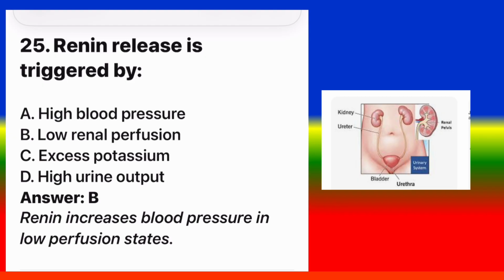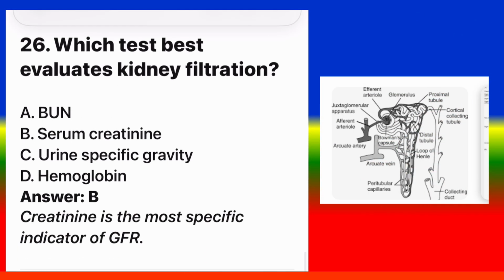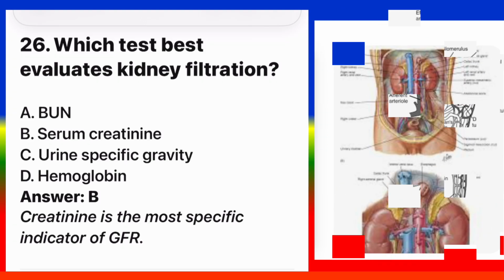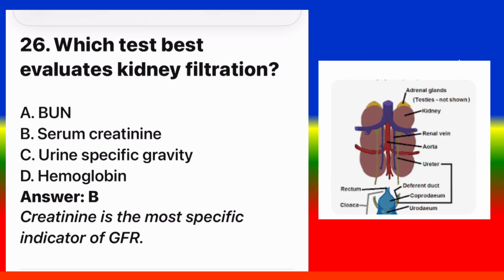Answer: renin increases blood pressure in low perfusion states. Number 26, which test best evaluates kidney filtration? A, BUN; B, serum creatinine; C, urine-specific gravity; D, hemoglobin. Serum creatinine is the most specific indicator of GFR.